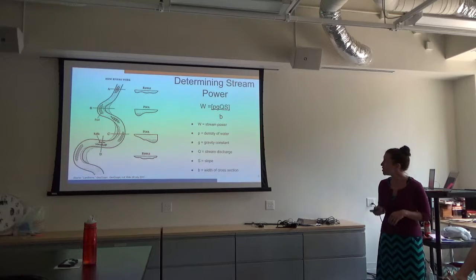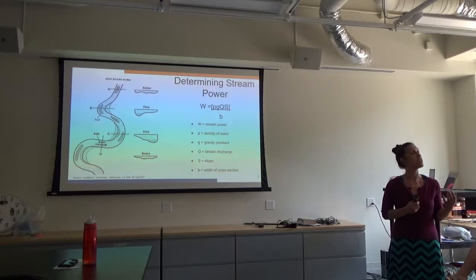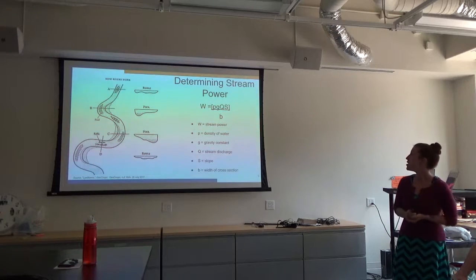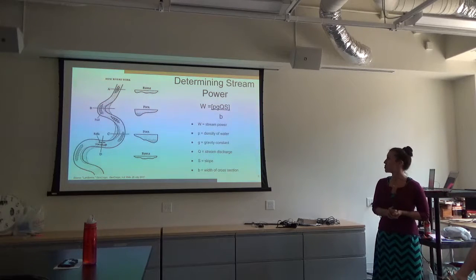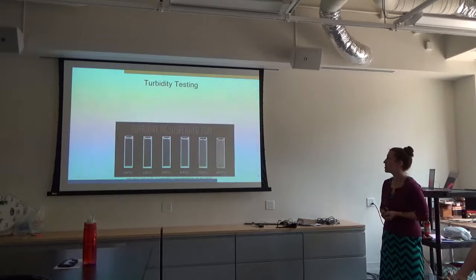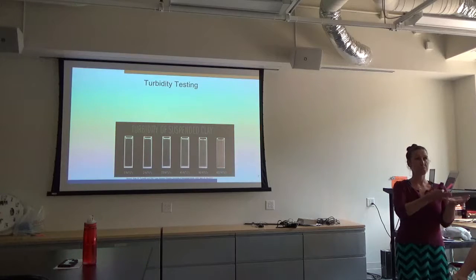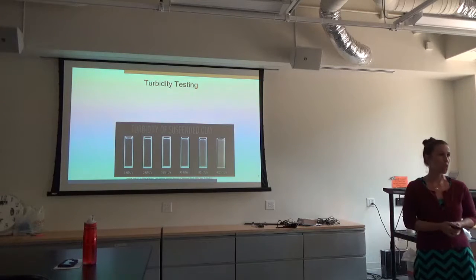So to determine the actual stream power, I had to consider not only the velocity or the discharge value, but I also needed to consider the slope in regards to the gravity constant as well as the density of the water.